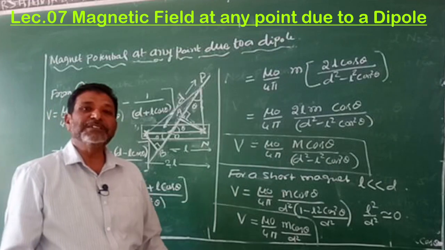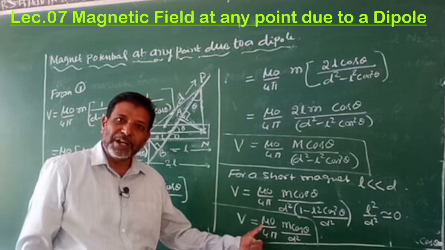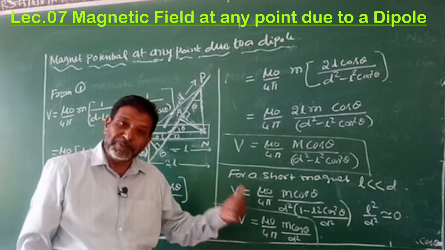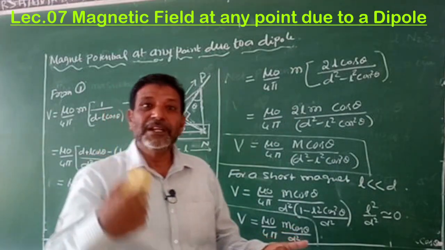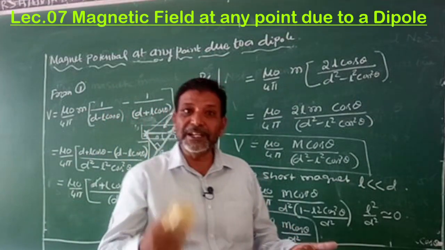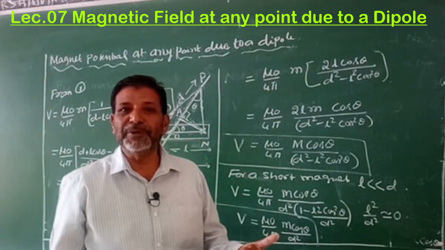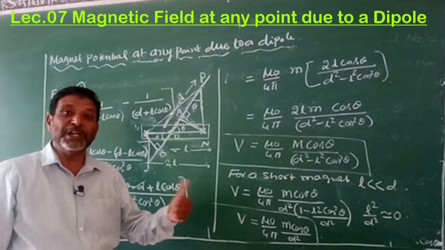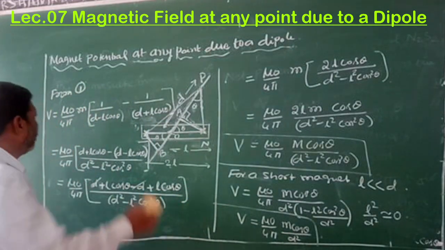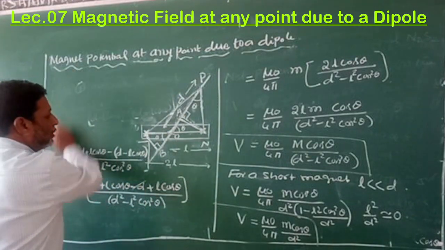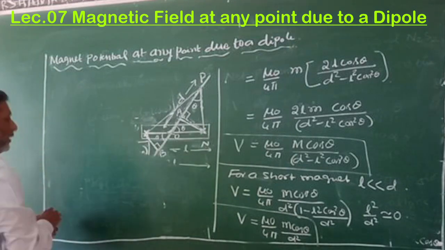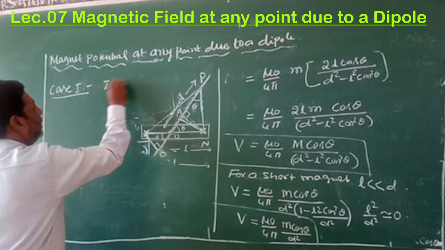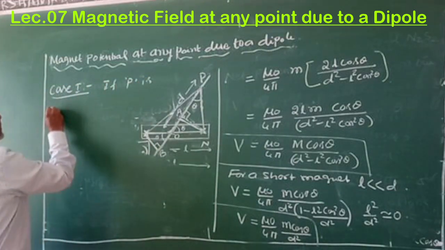Now this is a general formula of the potential. When you apply it for a point on its axial line, you will get the value of the potential on the axial line of a dipole, and when you take the point on the equatorial line, you will get the formula of the potential on the equatorial line of a dipole. Now let us see here. Those two become special cases of this one. Then first, case 1: if P is on its axial line.